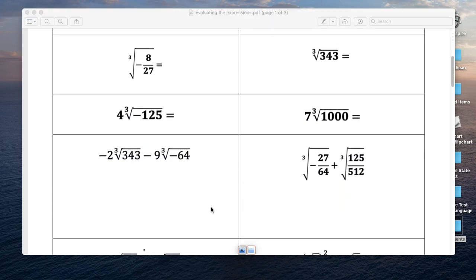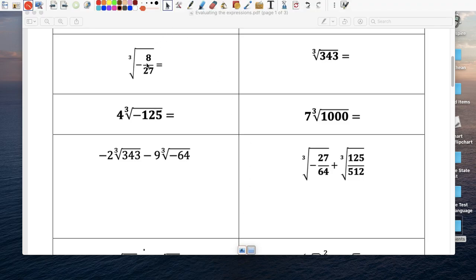This one is just asking you to find the cube root of negative 8 over 27. We know the cube root of a negative number is always negative, so it's just going to be negative 2 over 3, because negative 2 over 3 times negative 2 over 3 times negative 2 over 3 is negative 8 over 27. The next one is the same thing. You're asked for the cube root of 343, which is just the positive 7, because 7 times 7 times 7 is 343.